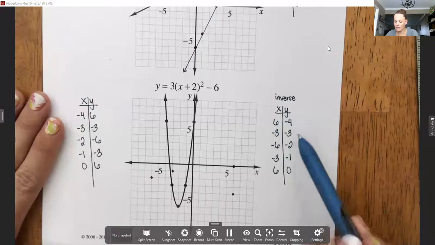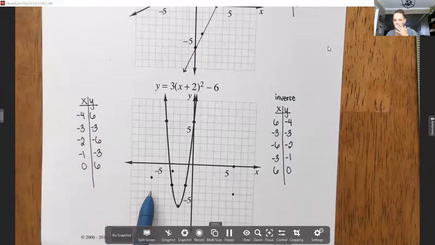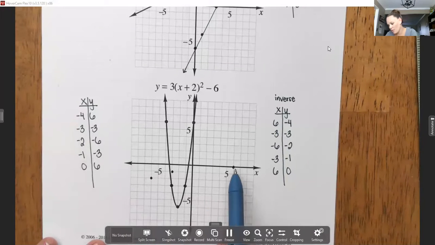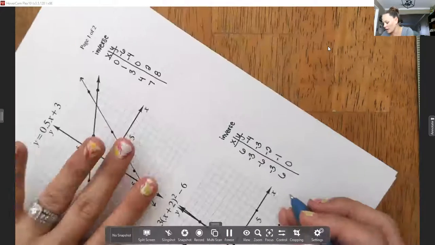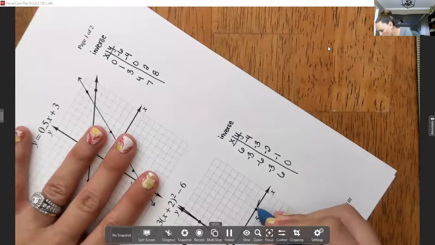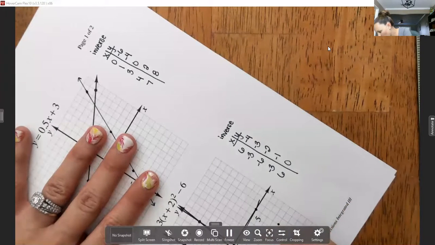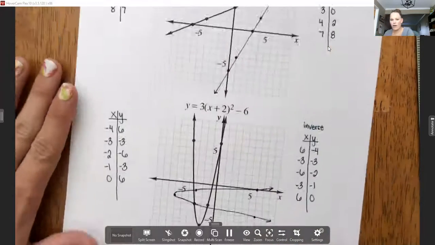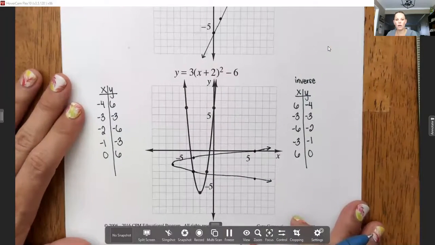I switched my x and y's and then I plotted those points. And so this kind of gives you an idea. Hopefully you can see what it looks like here. And we're going to have that kind of sleeping parabola.